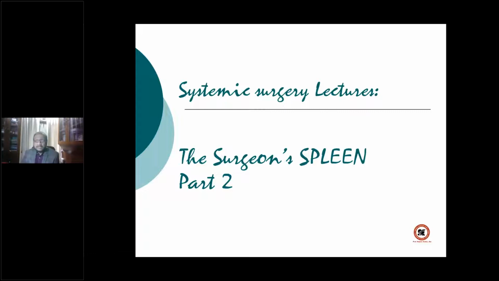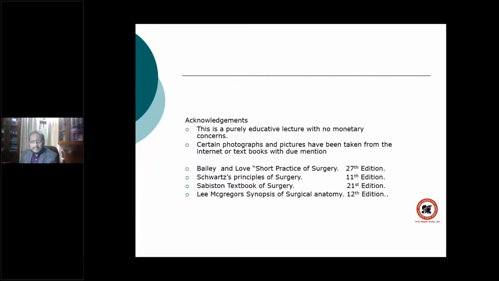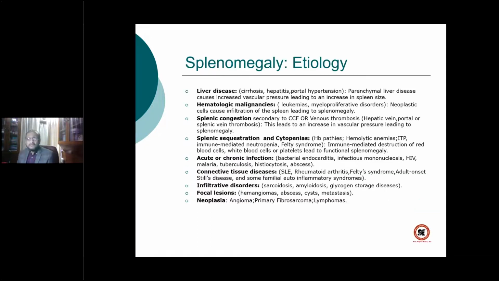Okay, so now continuing from where we finished off last time, we had talked about the surgical anatomy and a few of the diseases and the physiological and pathological conditions like hypersplenism and hyposplenism. Now, taking it forward from there, coming to the most important part for us as surgeons is splenomegaly, when we palpate the spleen in a surgical patient. And we have to know the etiology of the splenomegaly.